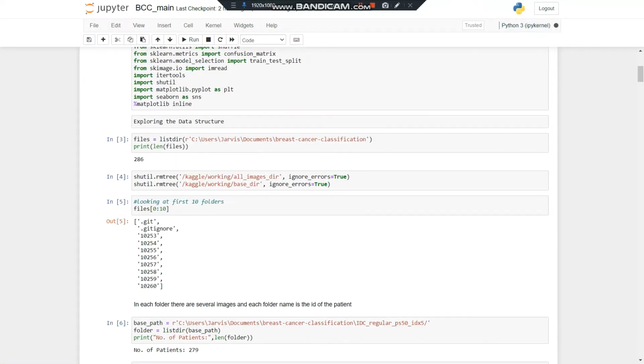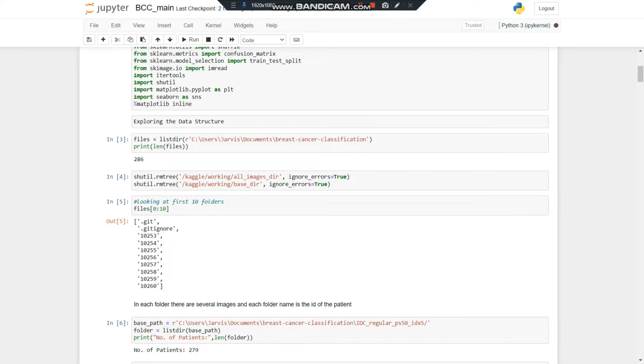Moving on to the data structure, the dataset that we are using. Our dataset consists of many histopathology images. Histopathology images are the microscopic view of cells and tissues. So our dataset is divided into a number of folders of patients. Each patient folder has two subfolders, 0 and 1.